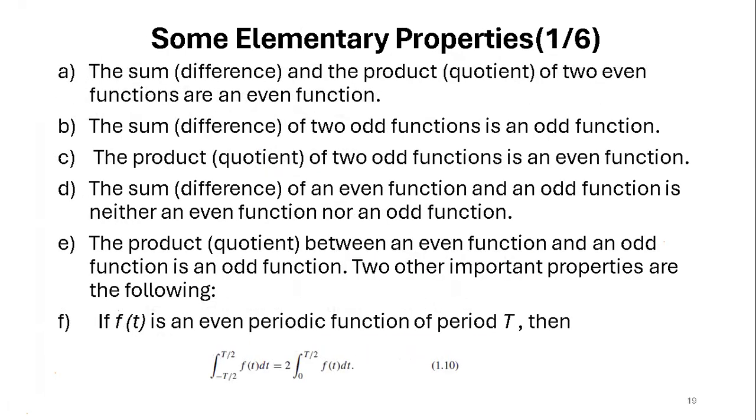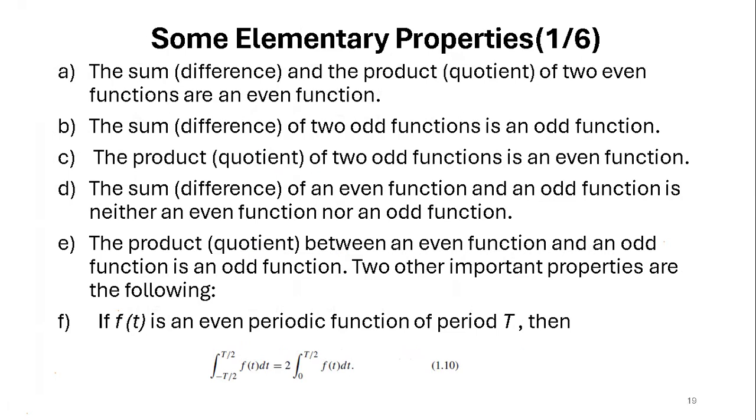The sum or difference of an even function and an odd function is neither an even nor an odd function. So listen completely. The product or quotient of an even function and an odd function is an odd function. Two other important properties are the following.